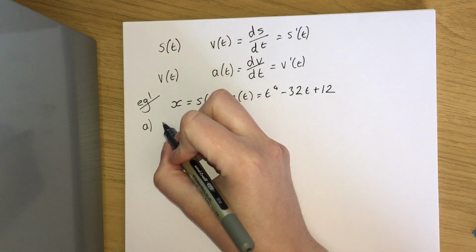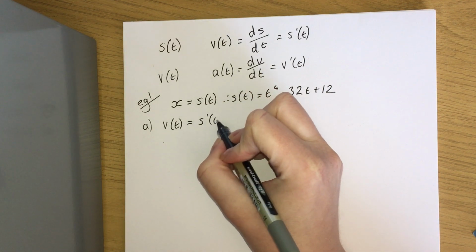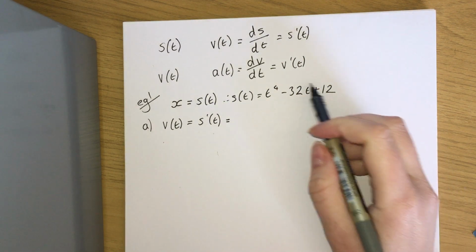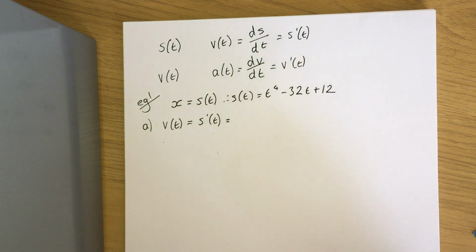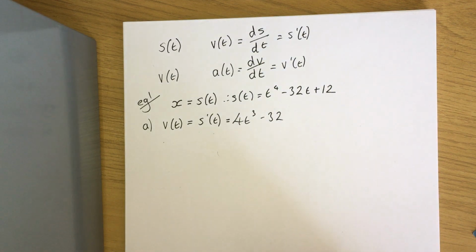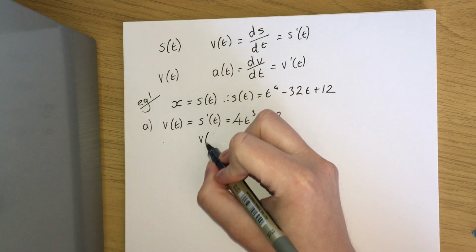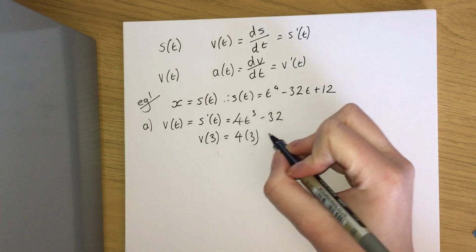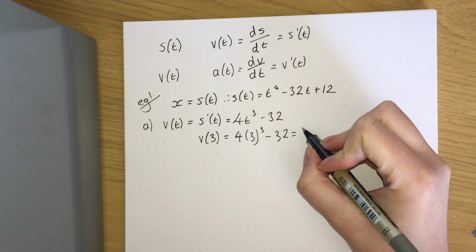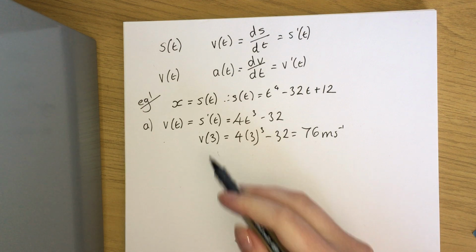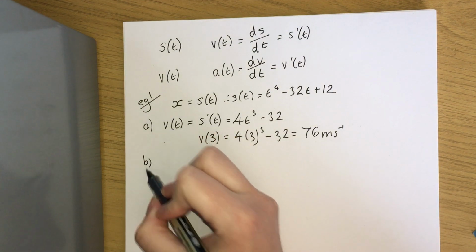So if I know displacement, well, I know that velocity is the derivative of displacement. So I need to differentiate t to the power 4 minus 32t plus 12. So it's just polynomial differentiation using standard differentiation rules. So velocity is 4t cubed minus 32. I want to know the velocity when t is equal to 3. So you can see why I've changed this function notation. So 4 multiplied by 3 cubed, subtract 32 on your calculator. 76 metres per second is the velocity when t is equal to 3, so at 3 seconds.